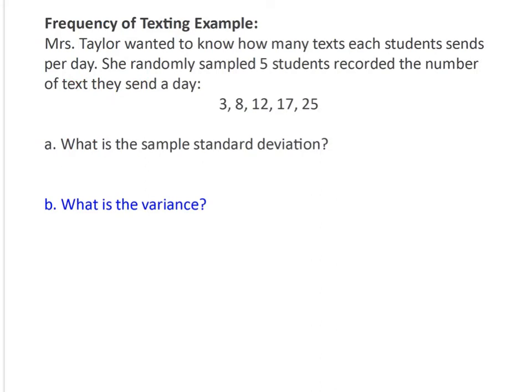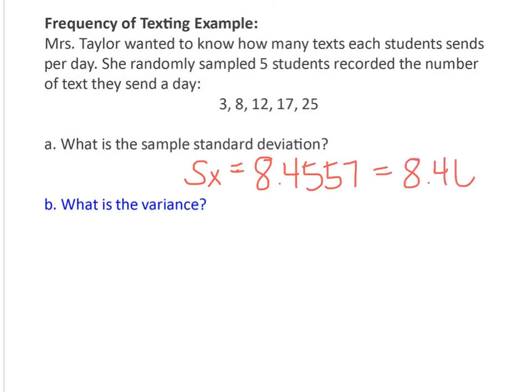So what was the sample standard deviation? SX equals, it said 8.4557. If we think about rounding, I just want you to at least round 2 decimal places. So this would be a very appropriate answer for the sample standard deviation.